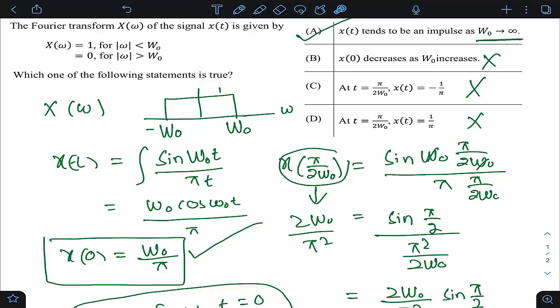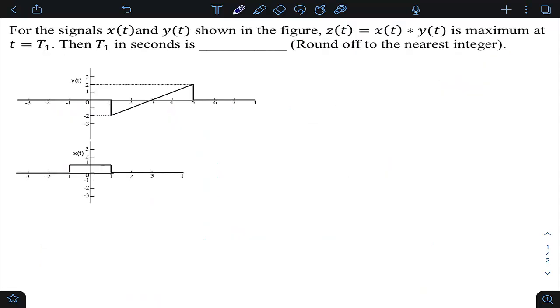It's a good logical question, not much tough. This question was asked in GATE 2023 of electrical. This is from the signals and systems subject and from the LTI system topic. The question is: for the signals x of t and y of t shown in the figure, z of t equals x of t convolution with y of t is maximum at t equals t1. Then t1 in seconds is dash.